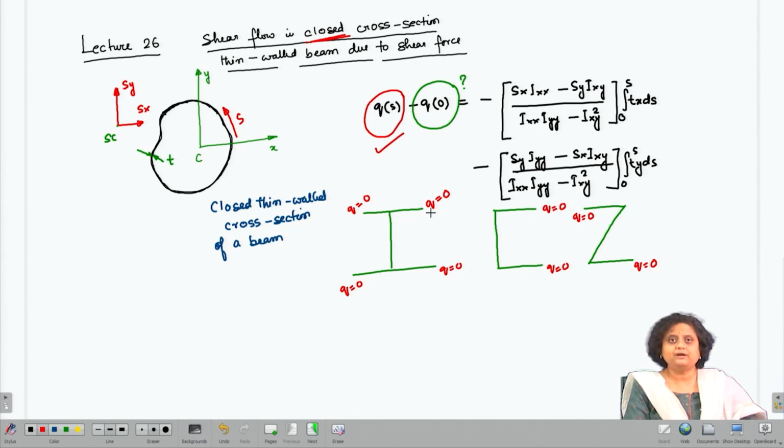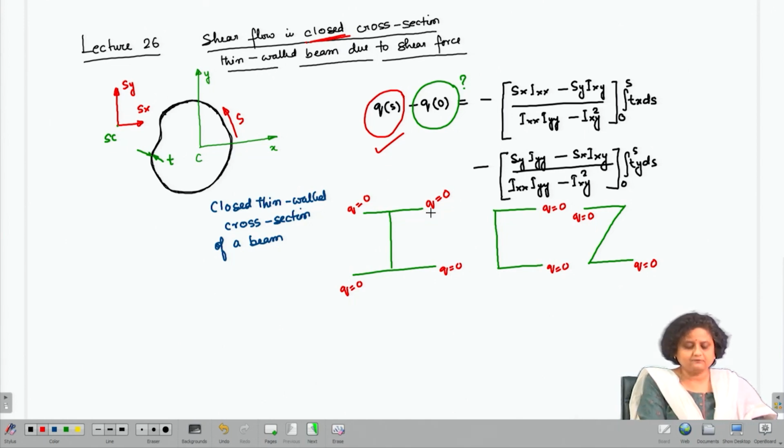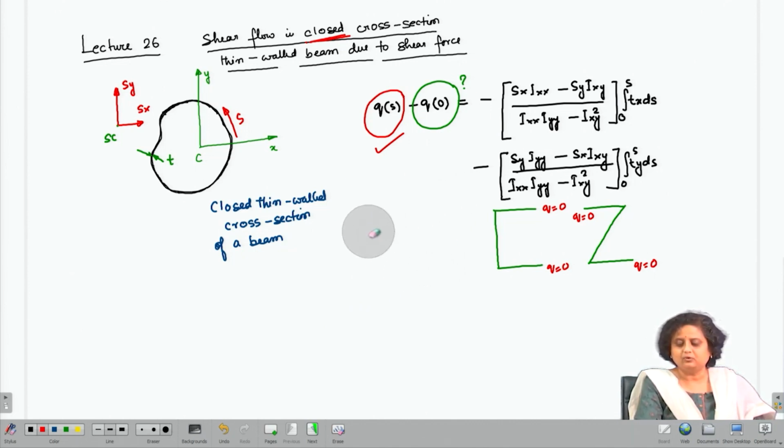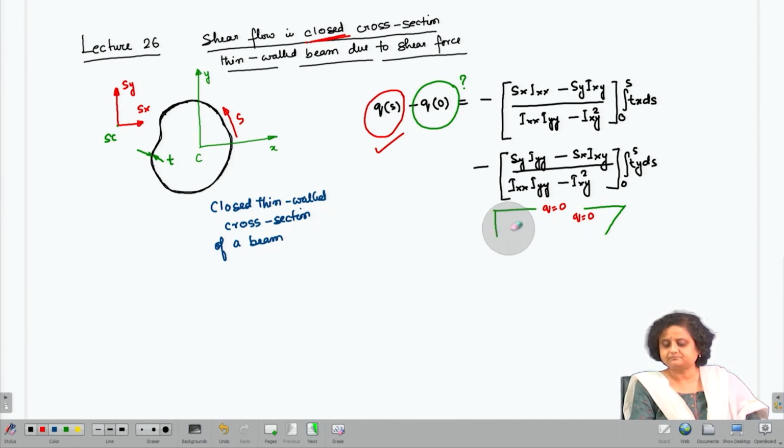But if you see a closed cross section beam, there would be no such point on the free surface of the beam, and therefore, we will not have a starting point where the shear flow is 0 and we can calculate the shear flow in the remaining portion of the beam starting from that point. So, now comes the question that how are we going to then handle the shear flow in closed cross section beam.